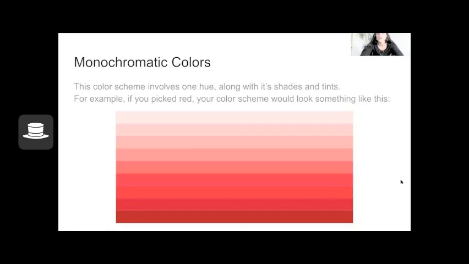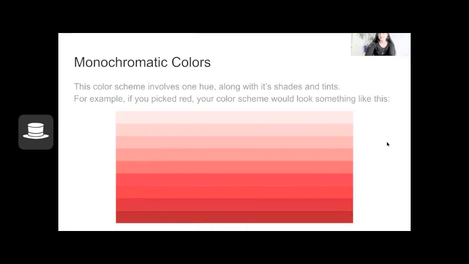So now we're going to talk about some color schemes. And these are going to be when you're adding colors together, what kind of relationships work throughout the color wheel. So monochromatic color schemes involve one hue along with its shades and tints. So for example, this is an example of red. If you picked red, your color scheme is going to have all of these different values in it. So here we have a very intense red in the middle over here. And then you have your shades down here and your tints up here.